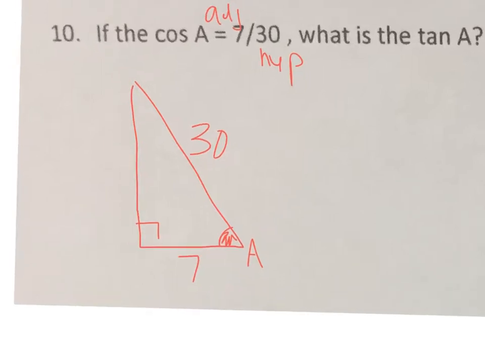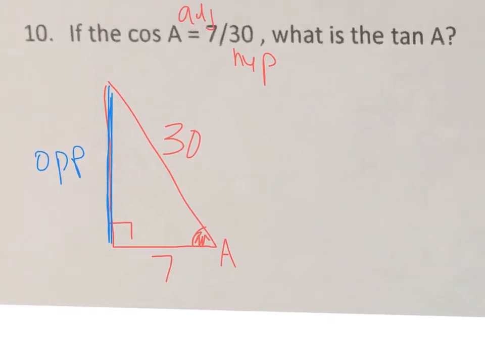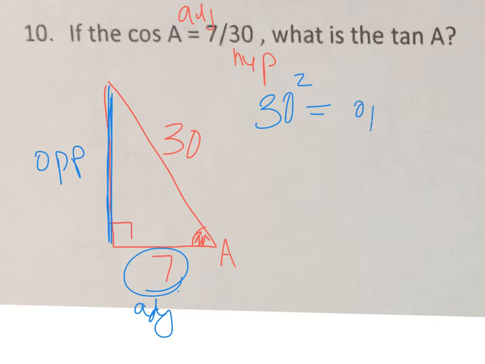Now, if I want to know what the tangent is, that means I first need to know this, the opposite side. Because the tangent relates the opposite side to the adjacent side. And since we already know adjacent, we have to calculate opposite. So to do that, we use our good old buddy Pythagoras. 30 squared equals the opposite side squared plus 7 squared.